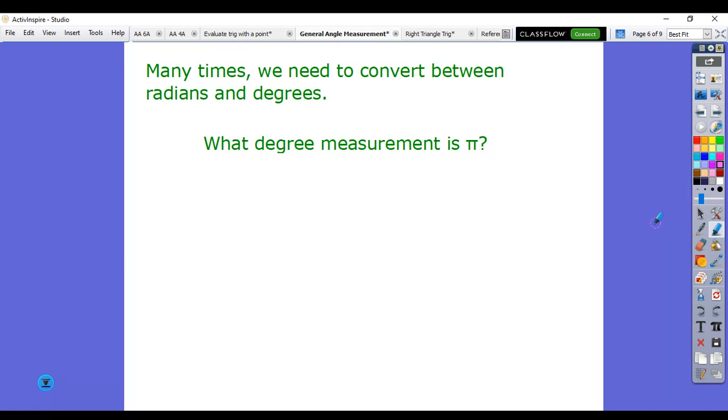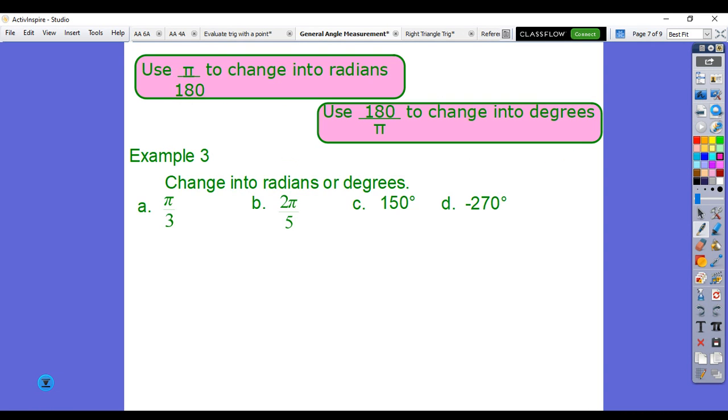Sometimes it's helpful just to convert back and forth from radians to degrees. What's in the same position as pi again? What degree measurement? It's 180. So one of the things we do is we can use pi over 180 if we want to change into radians, and 180 over pi to change into degrees. All right, so go ahead and write these two things down. If you need to pause the video, that's fine.